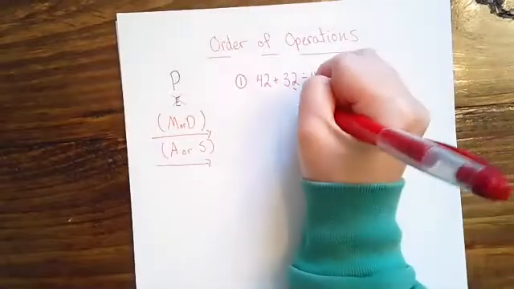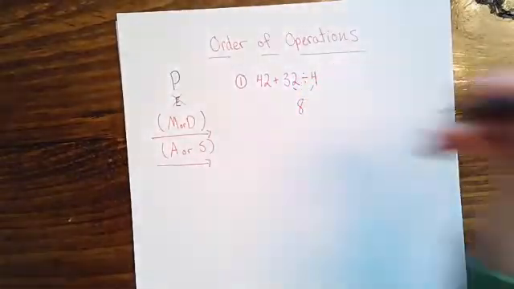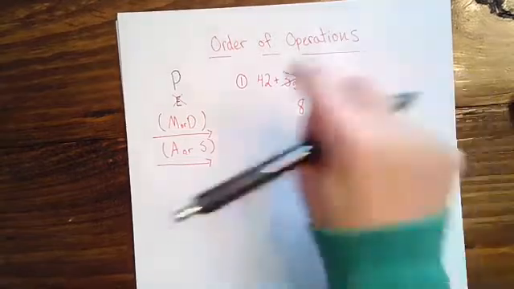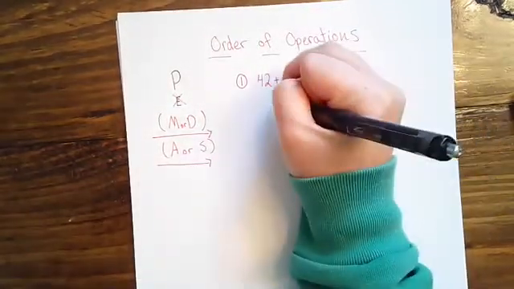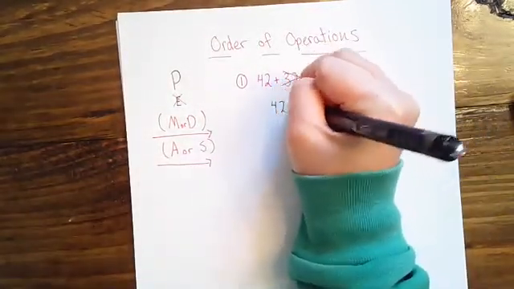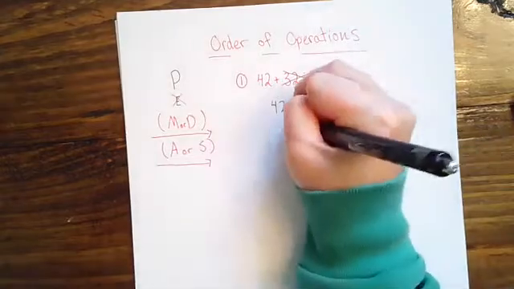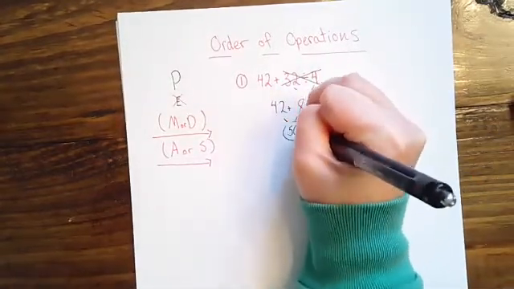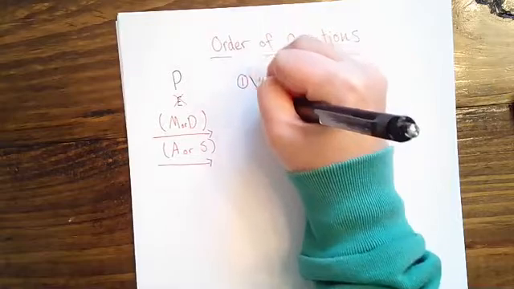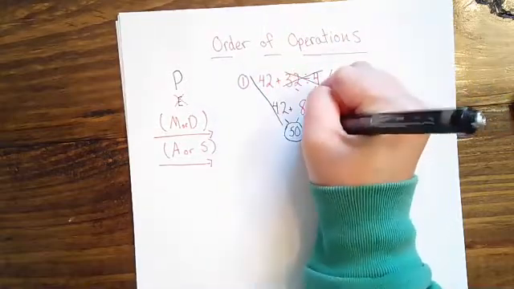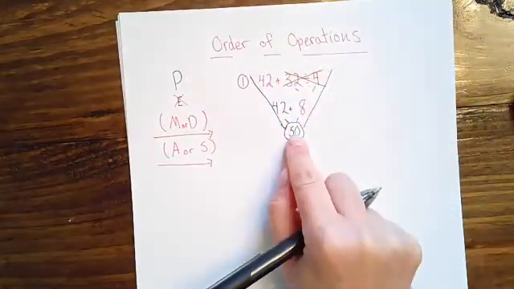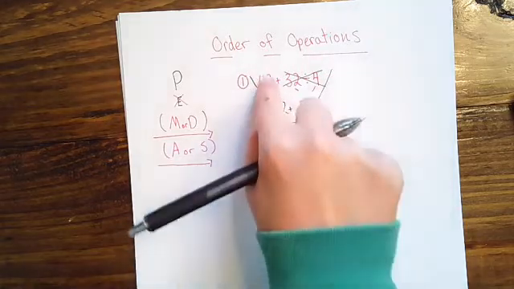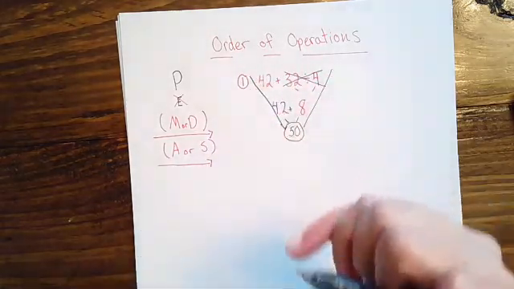So 32 divided by 4 is 8. Then what I like to do is cross that out because I know I'm done with that part of the problem, then drop down the rest. So then you've got 42 plus 8, and then you can do that part. 42 plus 8 is 50. If you have done it correct, the problem takes the shape of a piece of pizza being dipped into some garlic sauce. And the reason why it takes the shape of a piece of pizza is because you're taking out one step in each row.